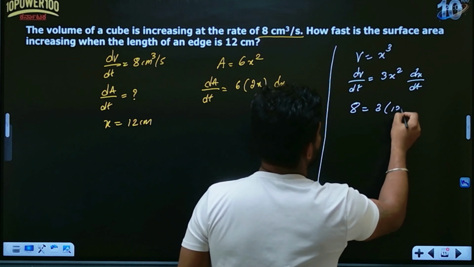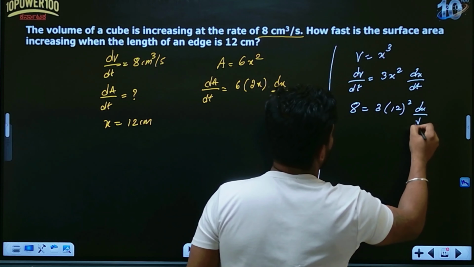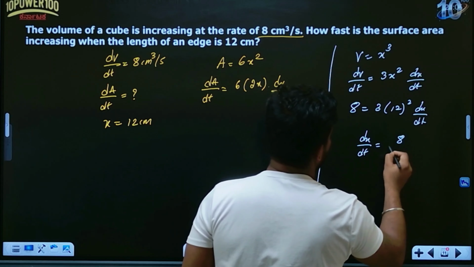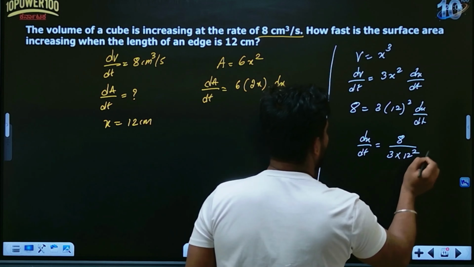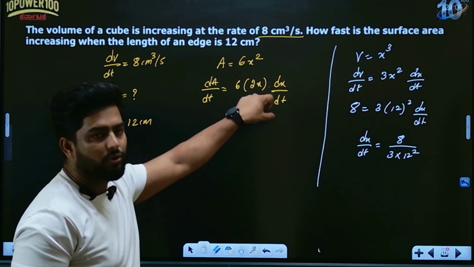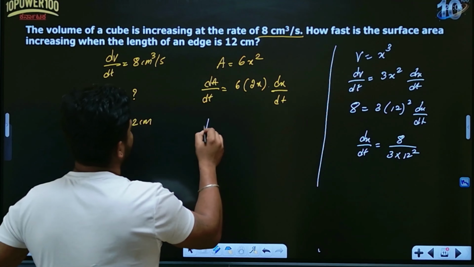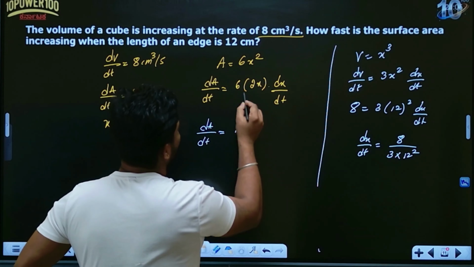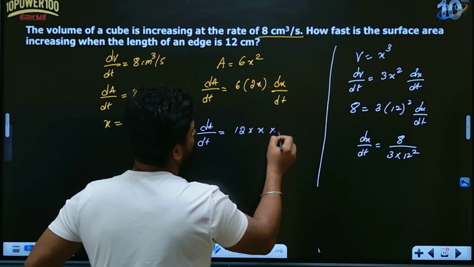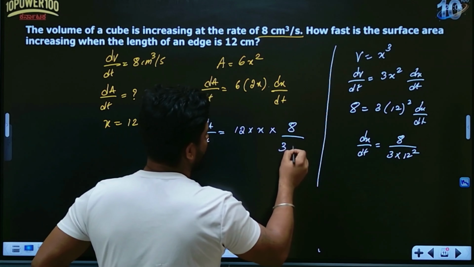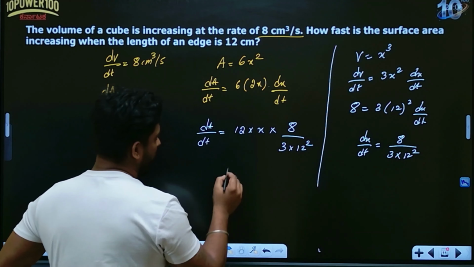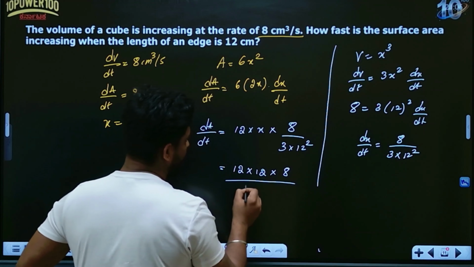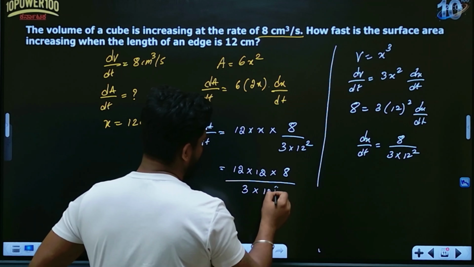I think that it cancels out. So dx by dt is equal to 8 divided by 3 into 12 square. The same thing I'm going to substitute here. So dA by dt is equal to 6 2s are 12 into x, into 8 by 3 into 12 square. So 12 into 8 divided by 3 into 12 square.